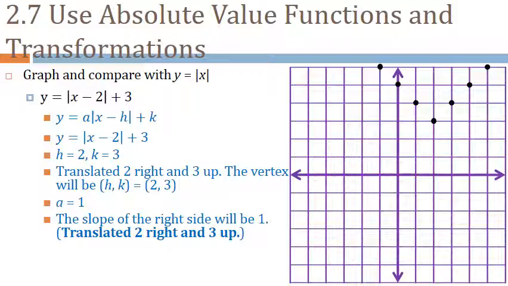So there's my vertex, which is at 2, 3. And the slope of the right side is 1. So I went up 1 over 1. And that gives me my line.